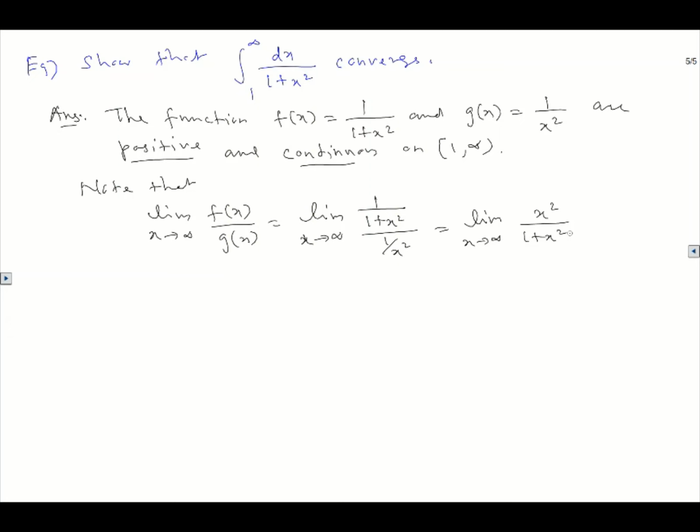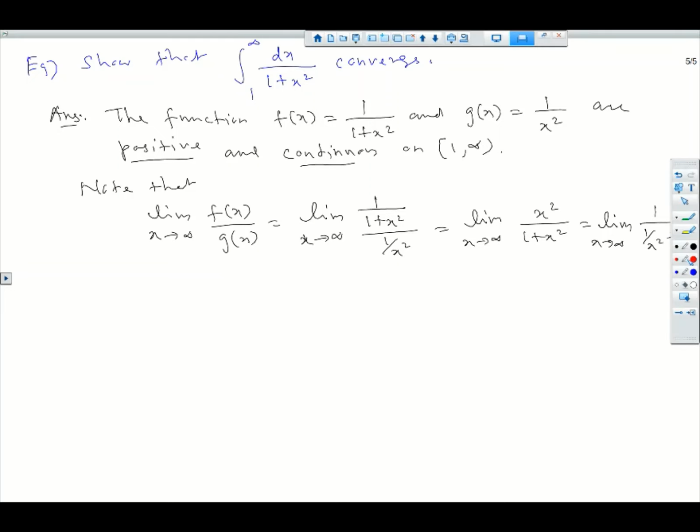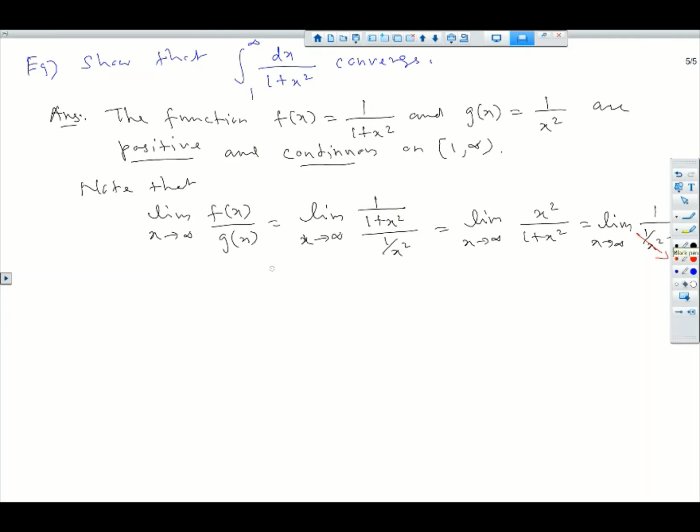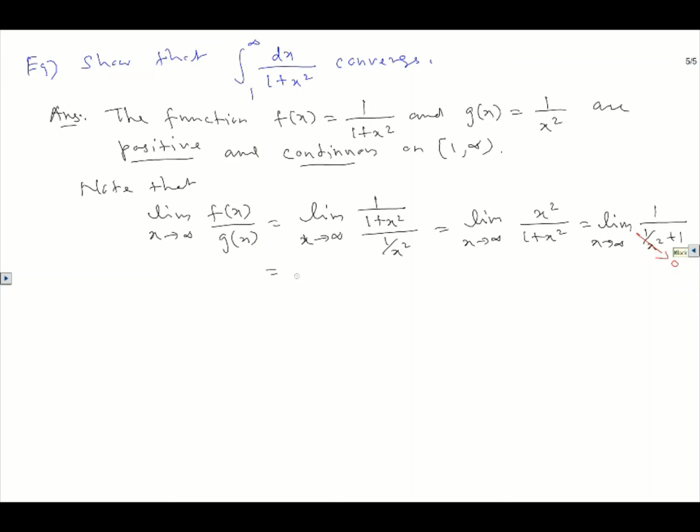You can see how to do this kind of problem. What we normally do is divide the top and bottom by the largest term, so you divide by x squared, and you get 1 over 1 over x squared plus 1. You can see that this term goes to 0 when x goes to infinity, so you simply get 1 in this case. So you get 1, which is finite. That means it's a number which is finite.